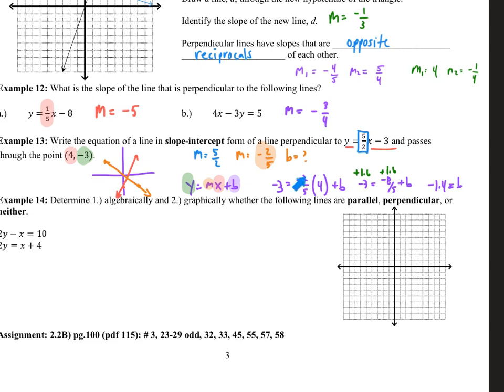But the slope, since it's the rise and the run, the individual numbers represent something. You don't want to turn that into a decimal. So there's my y-intercept. So y equals, our slope was -2/5 x minus 1.4.